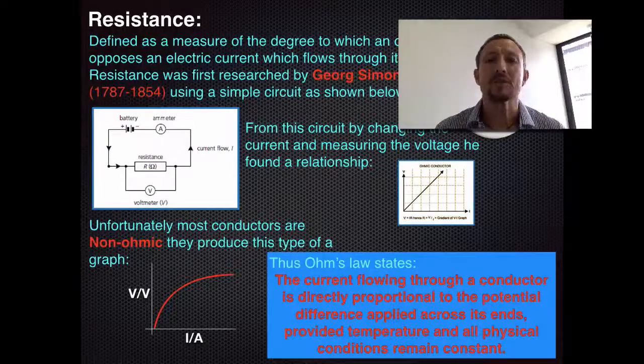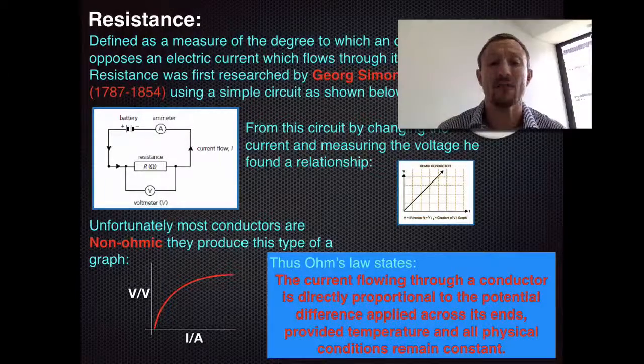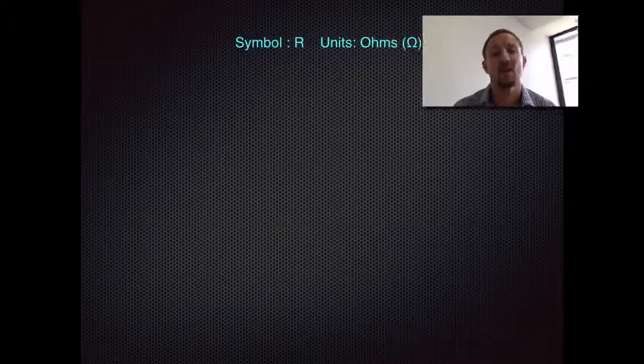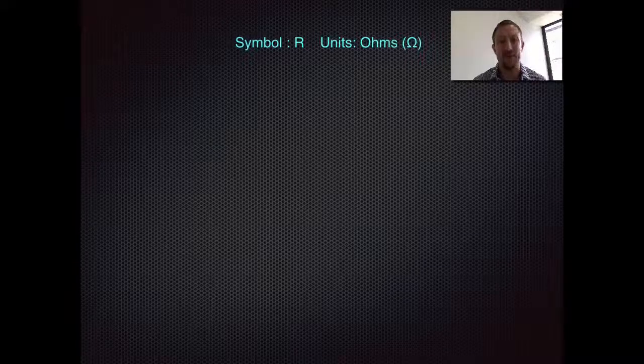So, Ohm's Law can principally be stated as the current flowing through a conductor is directly proportional to the potential difference, or the voltage, which is applied across the ends of that resistor, as long as the temperature and all physical conditions remain constant. Now, from this, we get an equation. Now, the symbol for resistance is R, and the unit is ohms, and the symbol for ohms is omega, as we can see here.